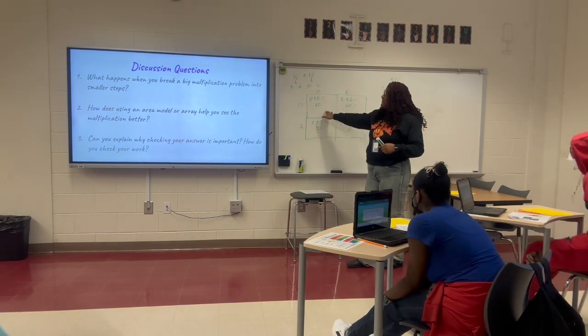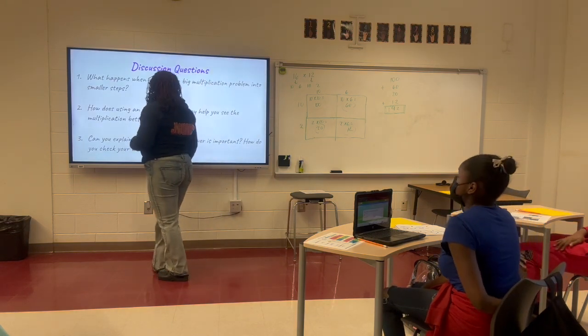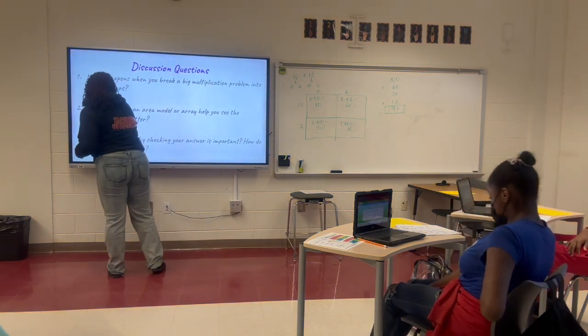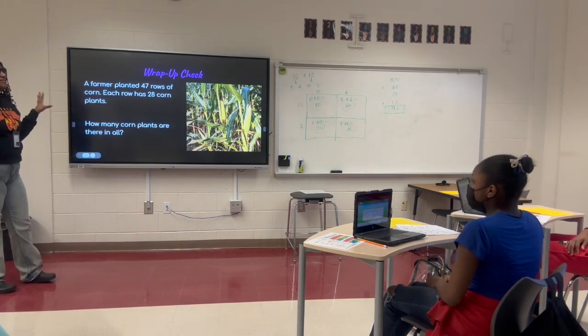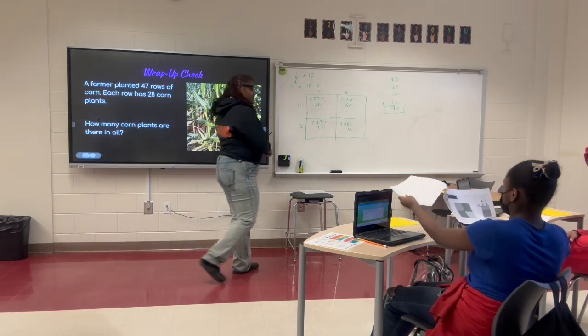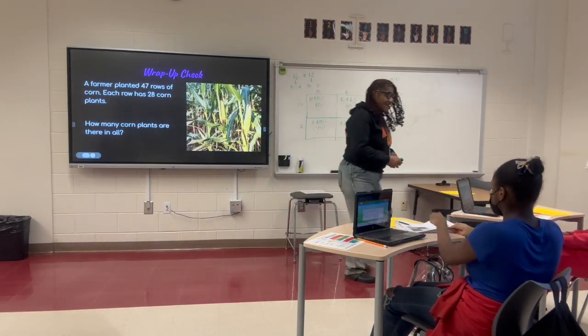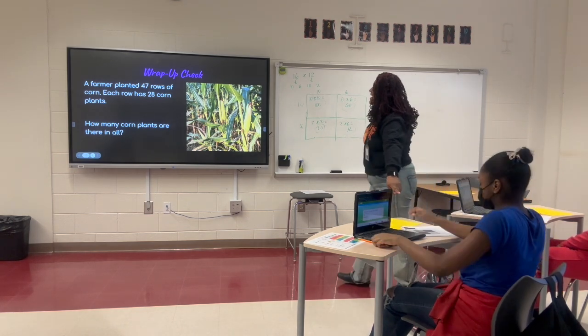Because we know in multiplication, if we make one wrong mistake with a number, it can mess up our entire problem. It's a work in progress. We're going to continue to work on area models. But just to see where you guys are, turn to that last sheet. This one? The last sheet right here. Yep, that right there. 47 times 28.